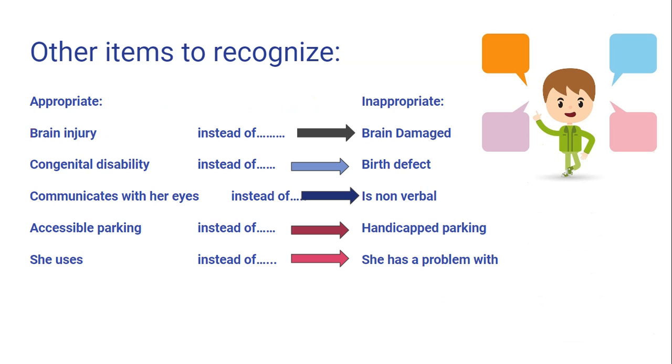Other items that you might want to recognize: appropriate would be "brain injury" instead of "brain damaged." "Congenital disability" instead of "birth defect." "Communicates with her eyes" instead of "she's nonverbal." "Accessible parking" instead of "handicap parking." And "she uses" instead of "she has a problem with."